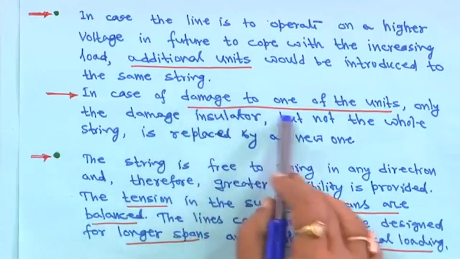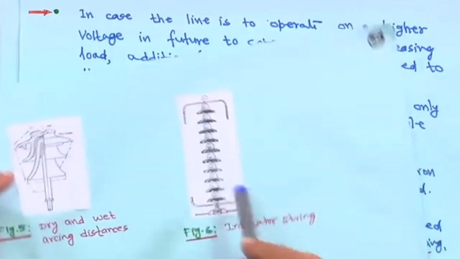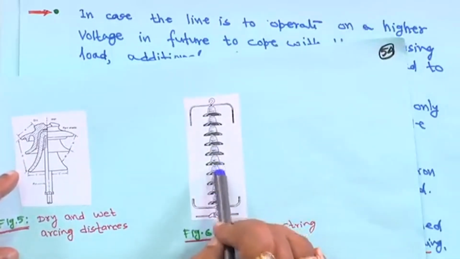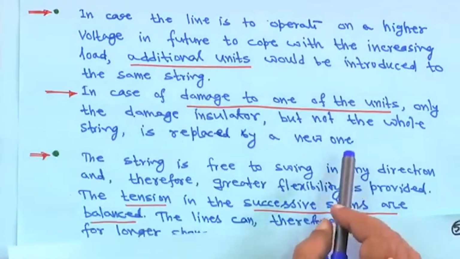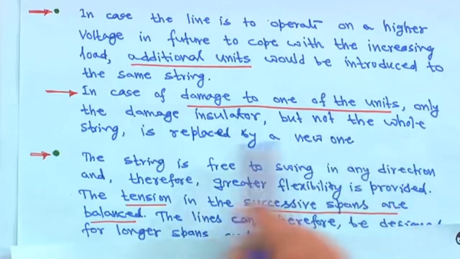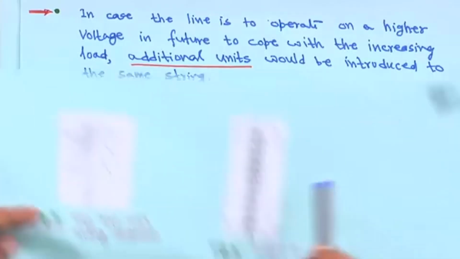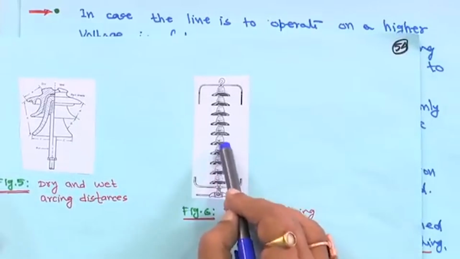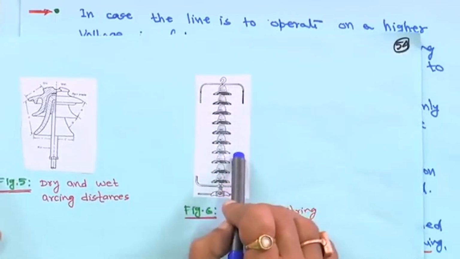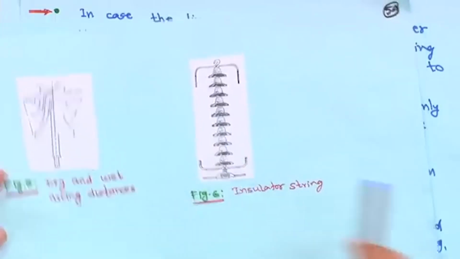Another thing is, in case of damage to one of the units, suppose out of so many units one unit is damaged, then only the damaged insulator, but not the whole string, is replaced by a new one. That means if one unit is damaged, you can replace the damaged unit, but not the whole string. This is another advantage of the suspension insulator.